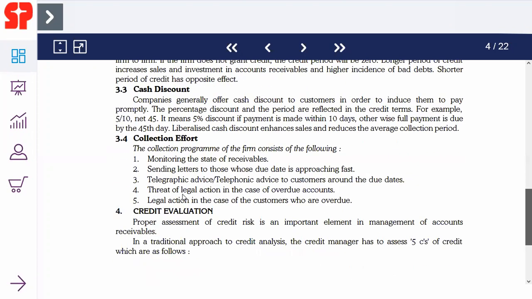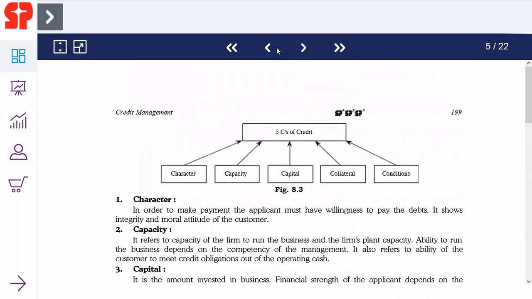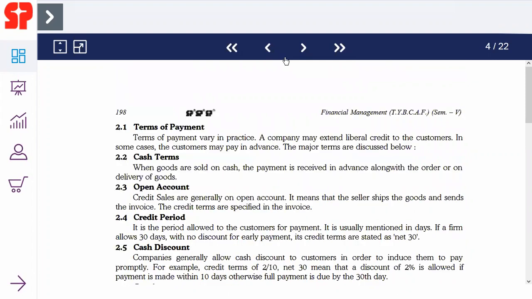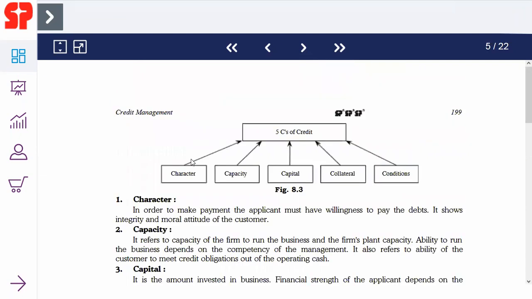Now next is evaluating the credit policy. We have already understood the policy, and the practical problems we solve will be based on credit evaluation.